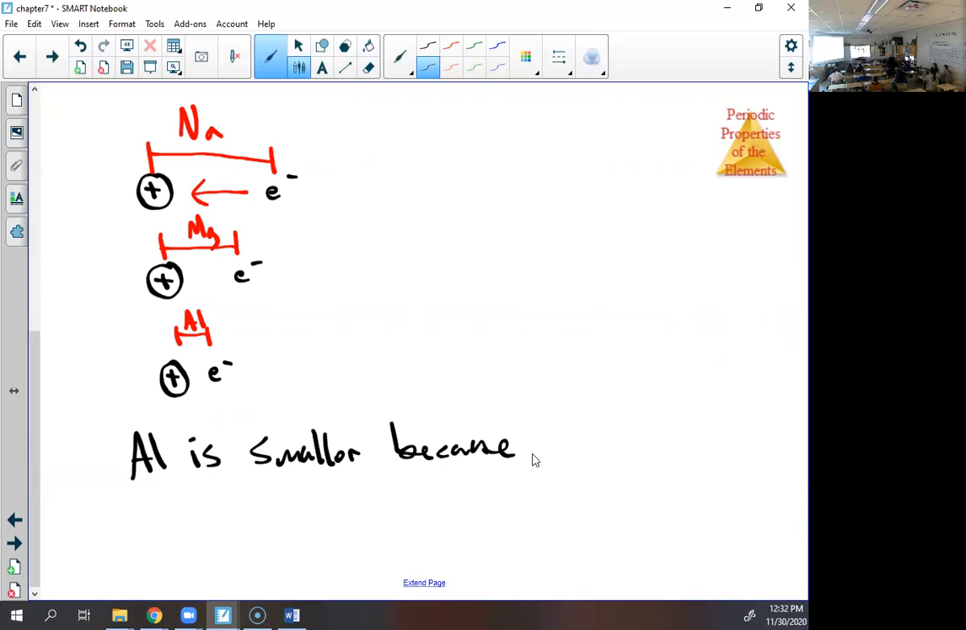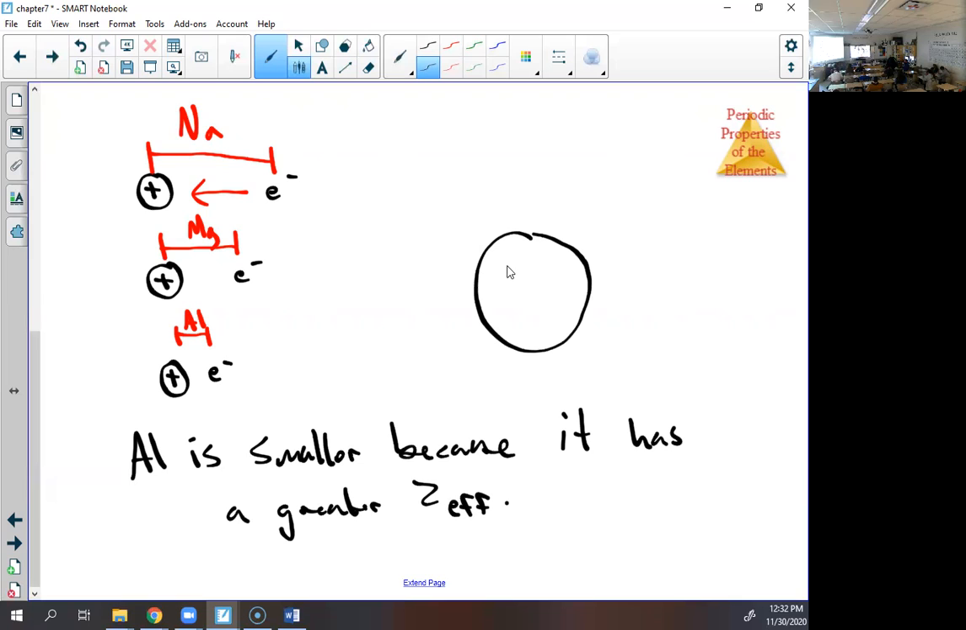Aluminum is smaller because it has a greater effective nuclear charge. Okay? So it literally is smaller. It actually is smaller. Now, we got to be really, really careful. Make sure you listen to this part. When I say smaller, I mean how big the three-dimensional sphere it occupies is. I do not mean the mass.